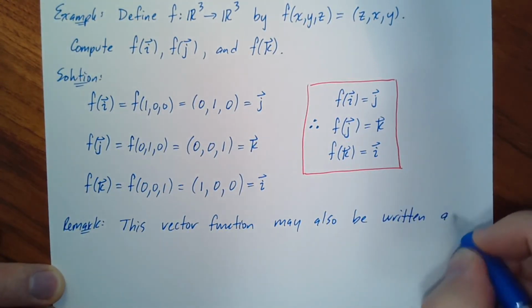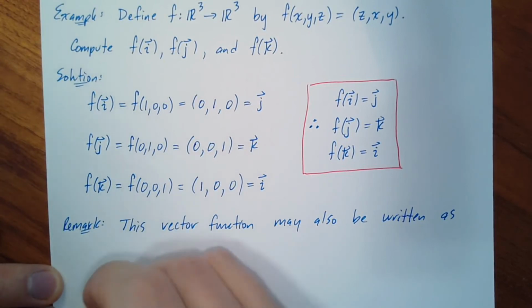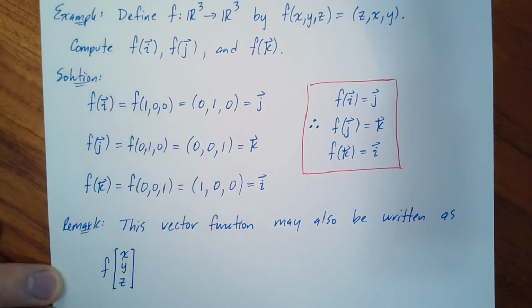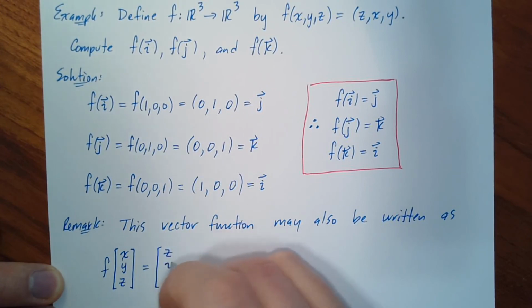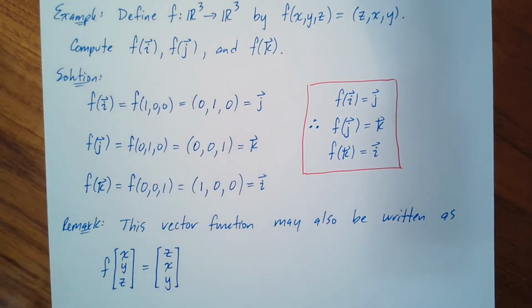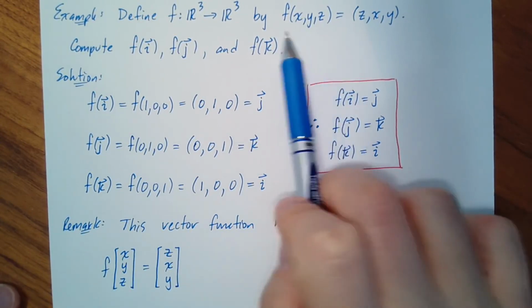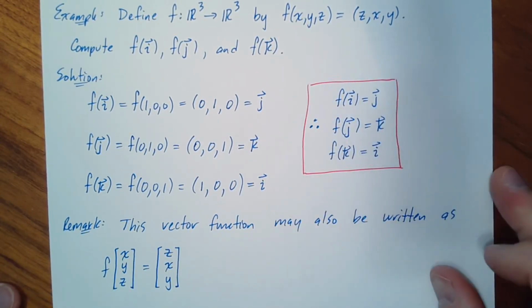You can write it in column form. So I could write f of (x, y, z) is equal to (z, x, y) as column vectors. That is exactly the same definition of the vector function. This definition is equivalent to this one. It's just been written in column form instead.